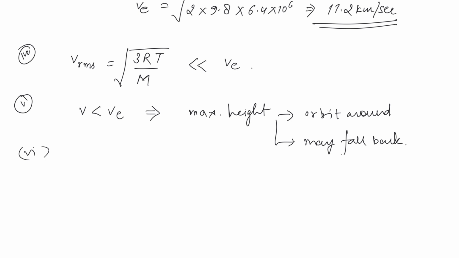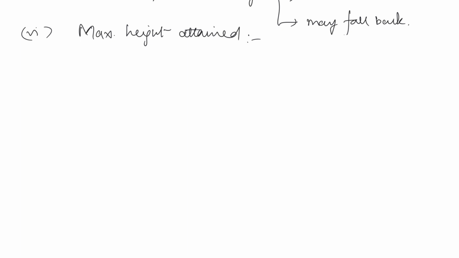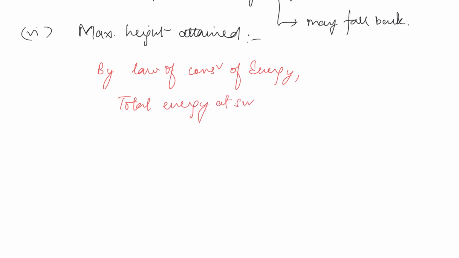Sixth, if we want to calculate the maximum height attained, we know that at maximum height the velocity becomes 0. So applying the law of conservation of energy, we will see that the total energy at the surface will be equal to the total energy at height h.